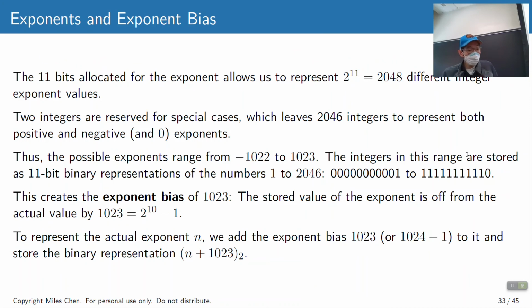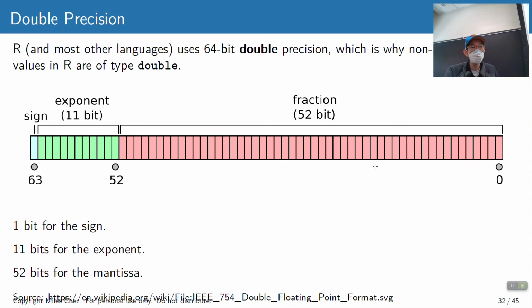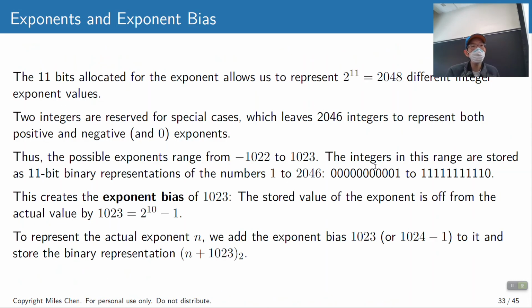When we look at the exponent bits, we're using 11 bits. So 2 to the 11 is 2048, and we can represent 2048 unique values. We have 2 special cases: a special case for all zeros and a special case for all ones. That leaves us 2046 values. We want to be able to represent positive and negative exponents, so we're going to dedicate half to be positive and half to be negative.